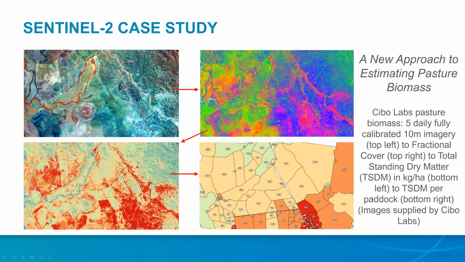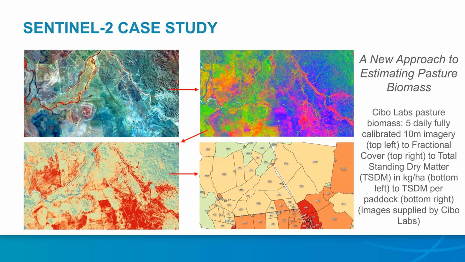This one is an Australian Sentinel-2 case study. So the Australian red meat and livestock industry makes up a big chunk of our gross domestic product, and there are productivity gains to be made within the industry. So SIBO Labs is an agricultural data analytics company based in Queensland that is working in this area.